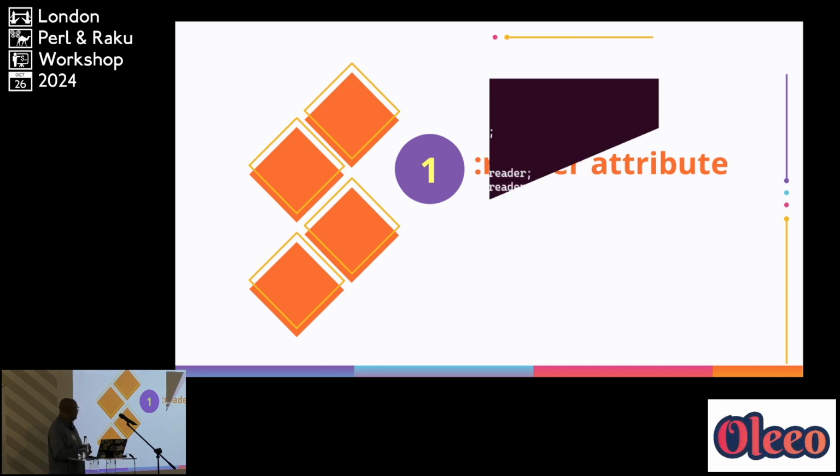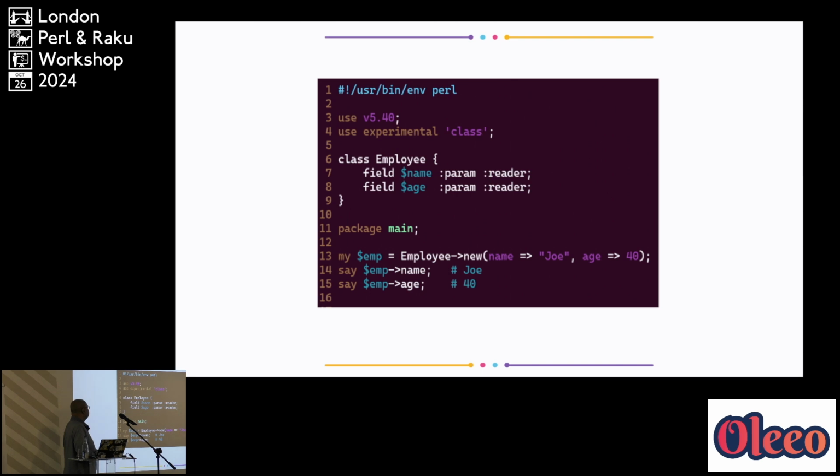Now you see those two lines disappeared with 5.40, and I have to use experimental because the class feature is still experimental. Everything is still the same compared to traditional objects. You call it exactly the same, but there is no need to pass a reference. Just pass a key-value pair. That's the only change you have. And you added the reader attribute.